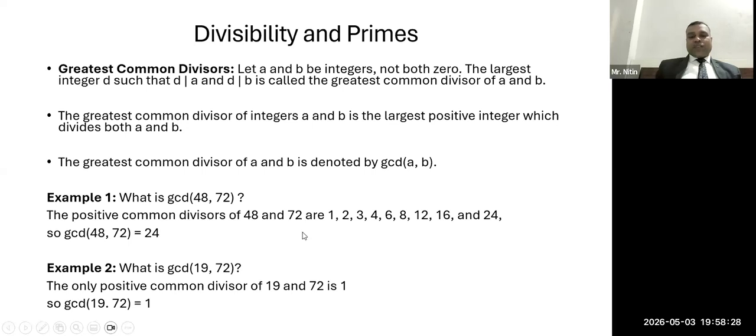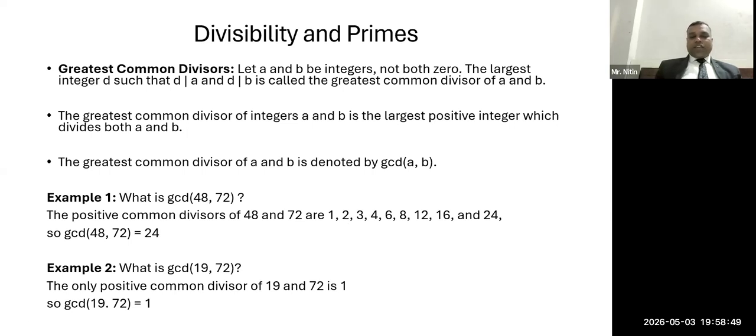Similarly, the factors of 72 are 1, 2, 3, 4, 6, 8, 12, 16, and 24. Again, just check whether 72 is divisible by these factors or not. Okay, so what did we get, guys?